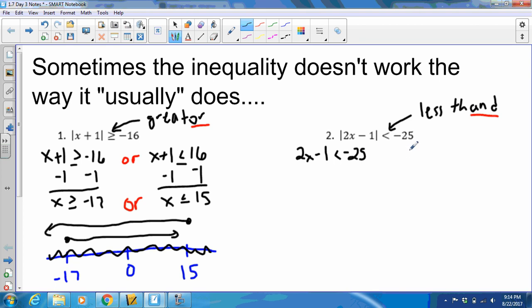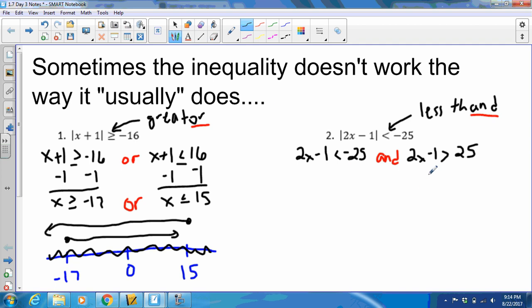And now our next one, which is going to be 2x, once again, minus 1. We flip the sign, so now it becomes greater than, and then we negate. So since it's already negative 25, when you have two negatives and you're multiplying them, they make a positive. Now we already said this was an "and" problem.